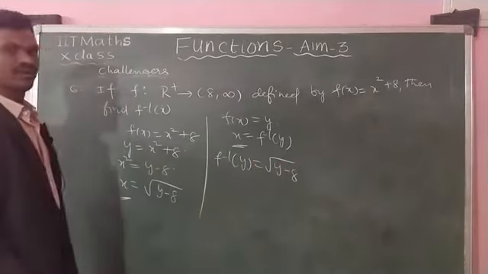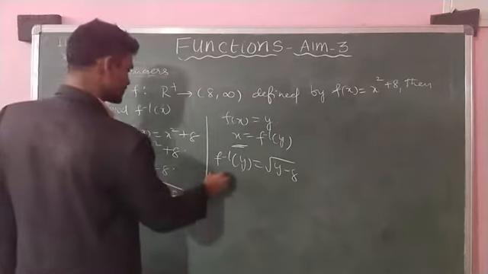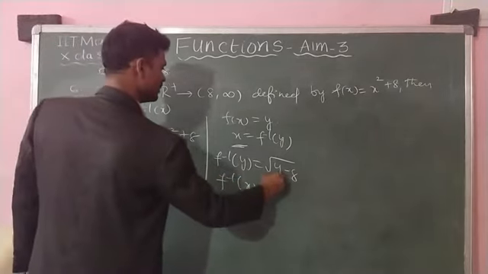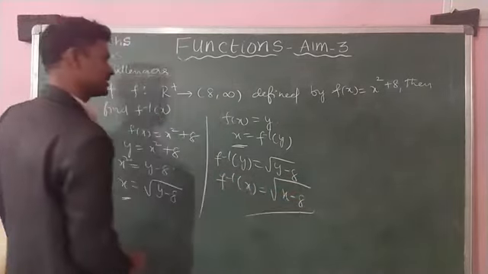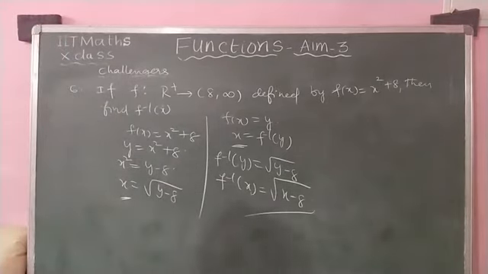Here, instead of y, you can take x. F inverse of x is equal to under root of x minus 8. This is the inverse of this function. Note down.